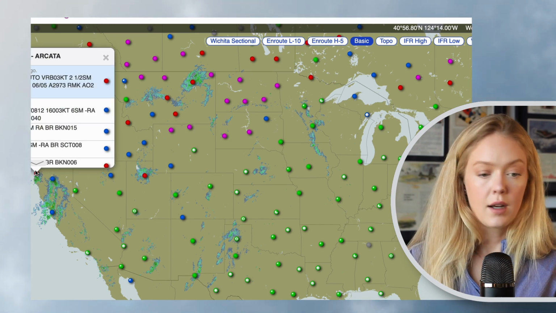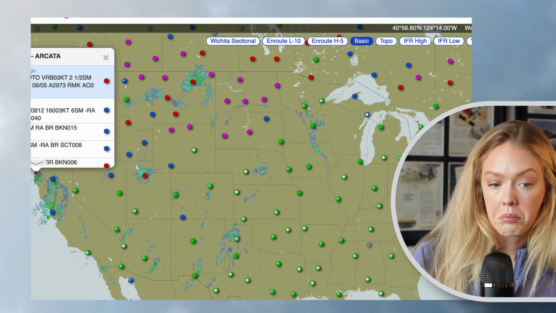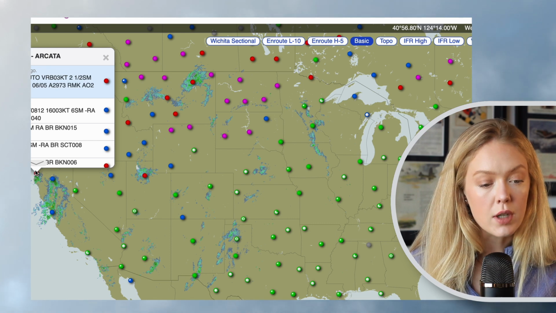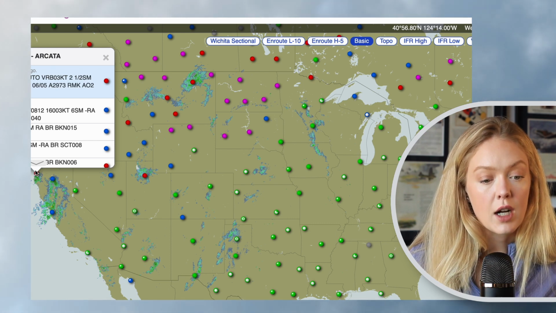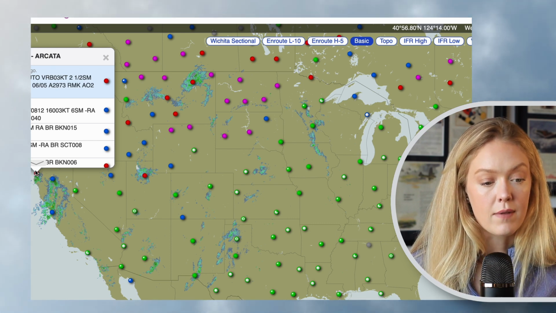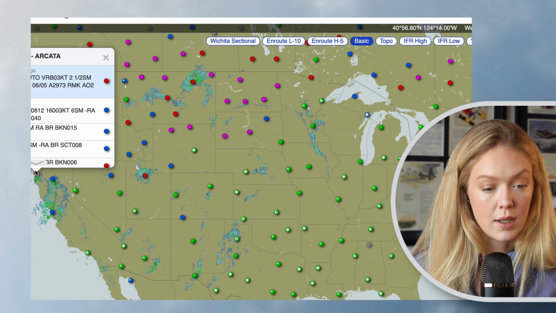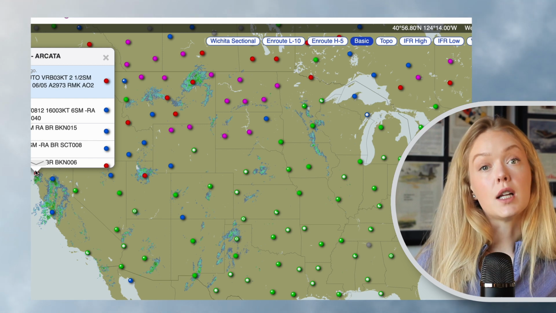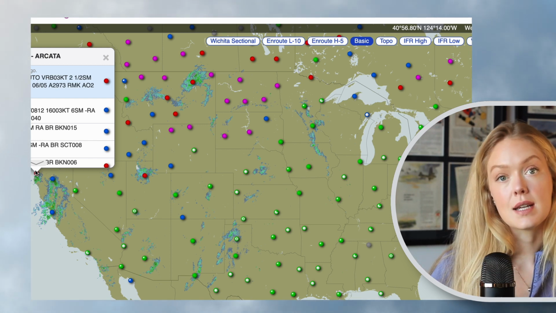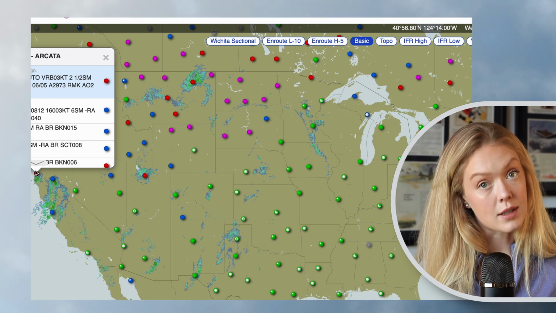What's going on in Arcata? All right, special observation. Winds are variable at 3 knots, 2.5 miles of visibility. Rain, mist, scattered 2,000, overcast 2,600. Temperature dew point spread is very low. Temperature is 6 degrees Celsius. Dew point is 5 degrees Celsius.